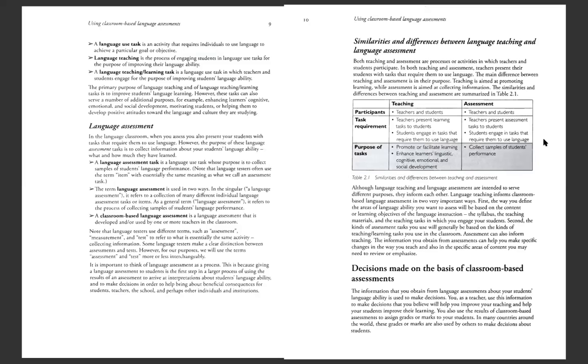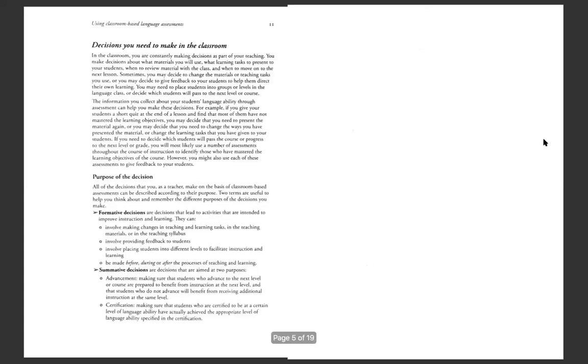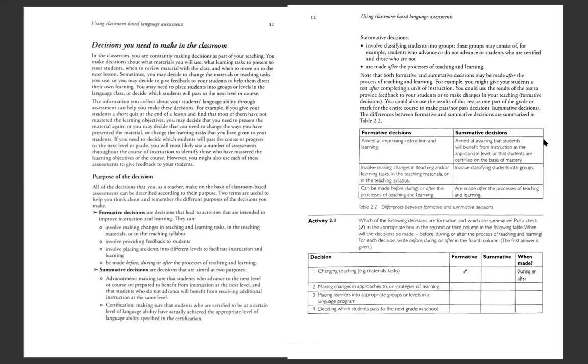Great. Yeah. And so maybe we can finish this section with explaining. Thank you very much. You can also download this and maybe go to the next page, page 11, just to look at the purpose of the decisions, because we have formative decisions, we have summative decisions, and in this PDF, it's on the next page.